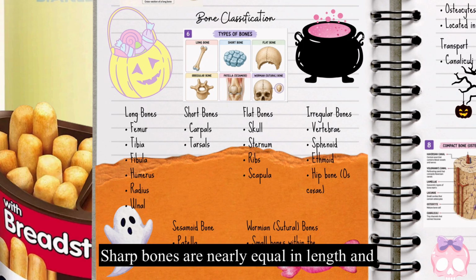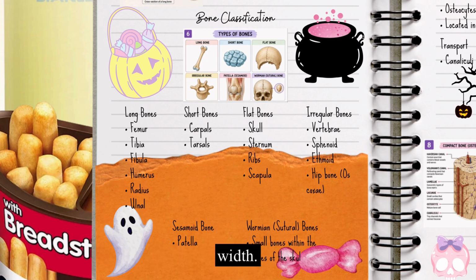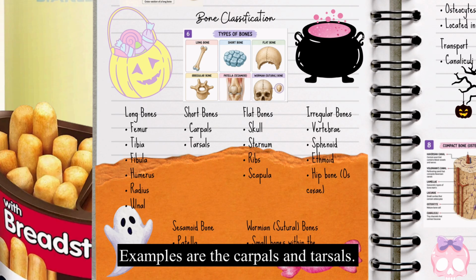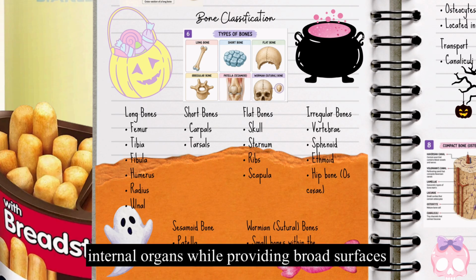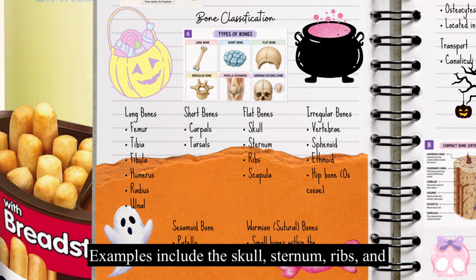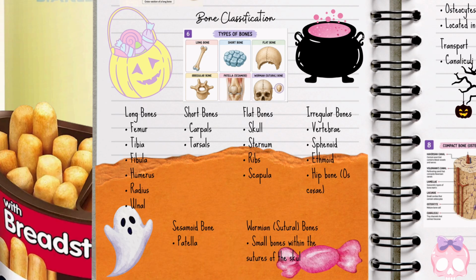Short bones are nearly equal in length and width. They provide stability and absorb shock. Examples are the carpals and tarsals. Flat bones are thin and mainly protect internal organs while providing broad surfaces for muscle attachments. Examples include the skull, sternum, ribs, and scapula.